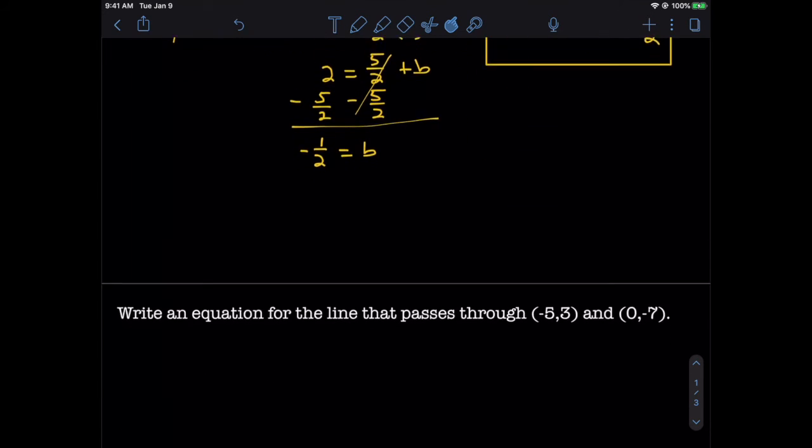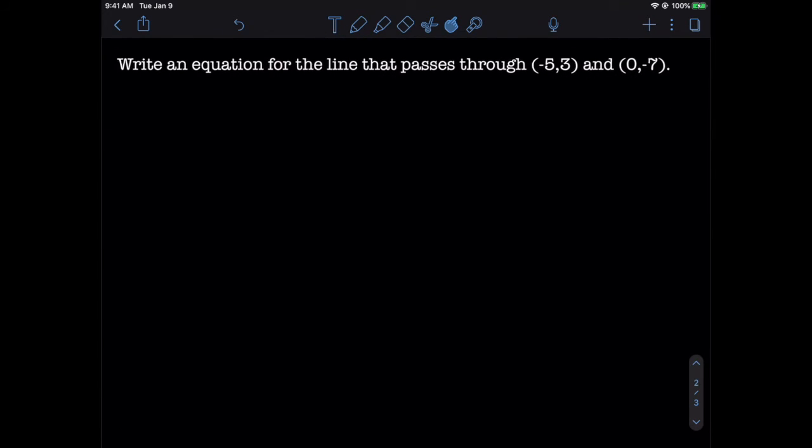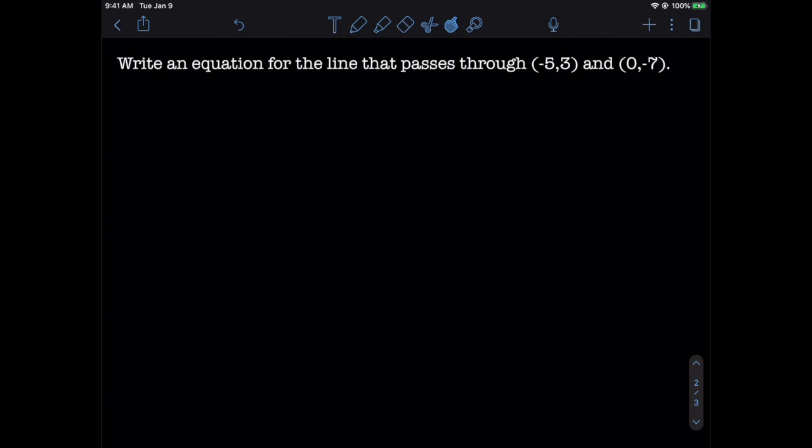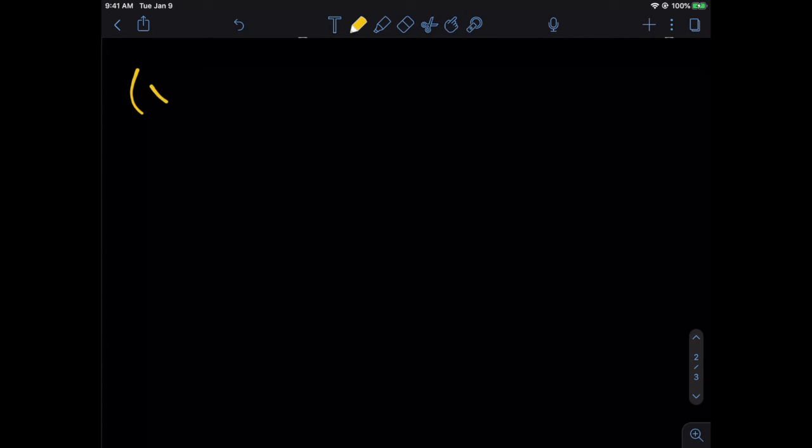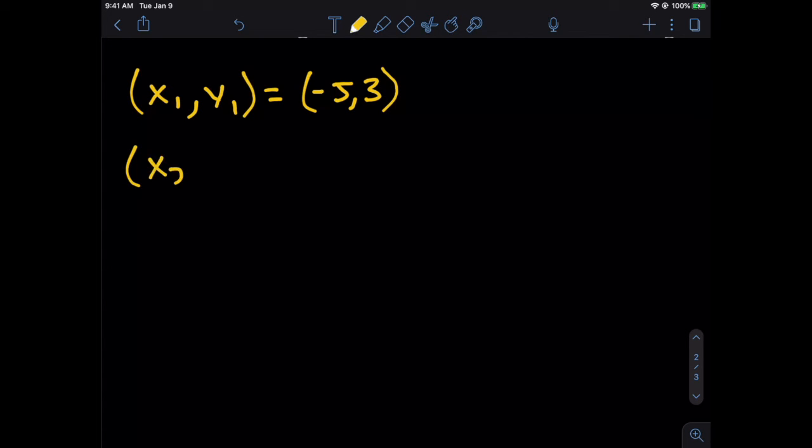Let us move on now to one final example. We're trying to find the equation of the line that passes through these points, (-5, 3) and (0, -7). Like before, we will define our points as x1, y1, x2, y2. In this case, let us call x1, y1 the point (-5, 3), which means that our other point x2, y2 is going to be, of course, (0, -7).